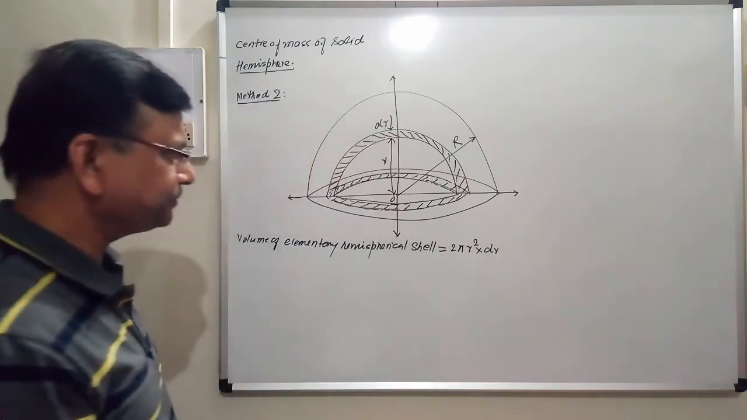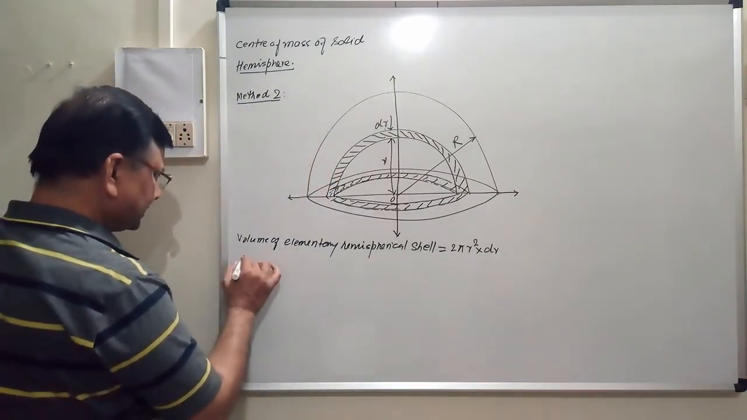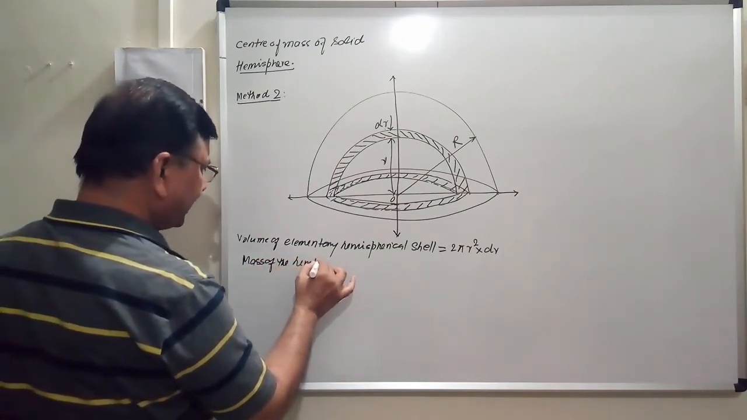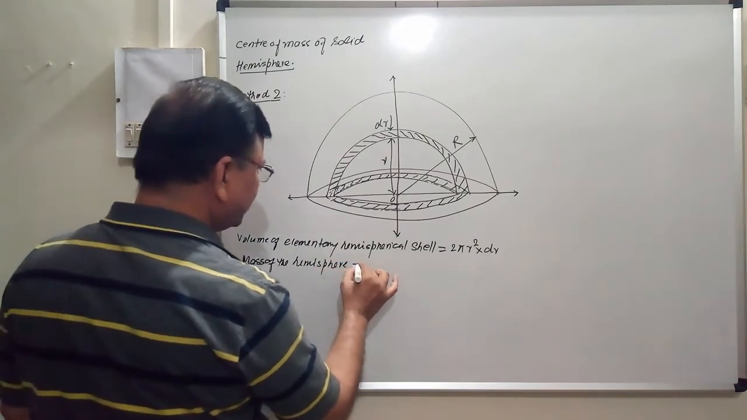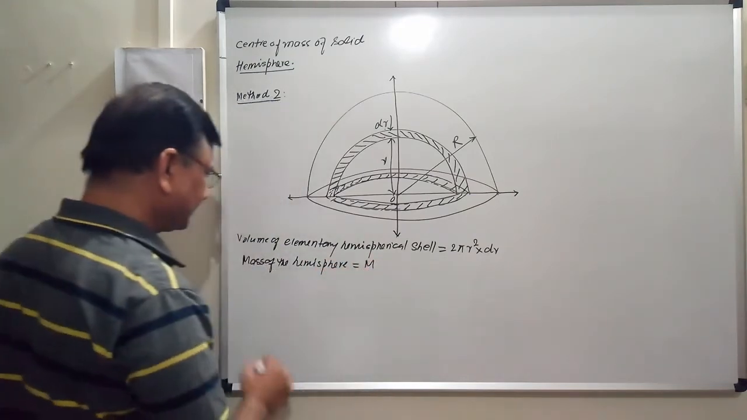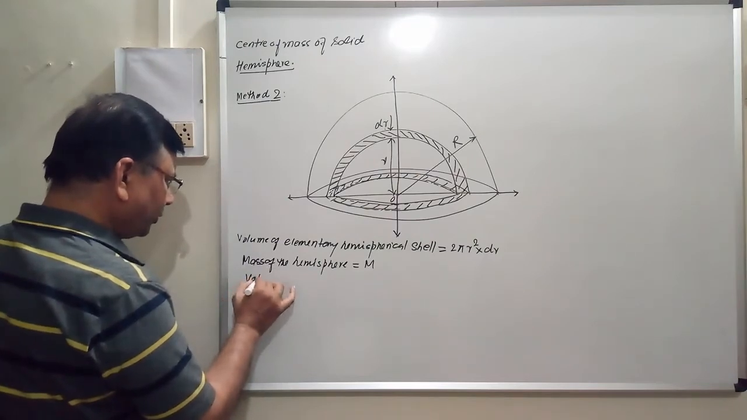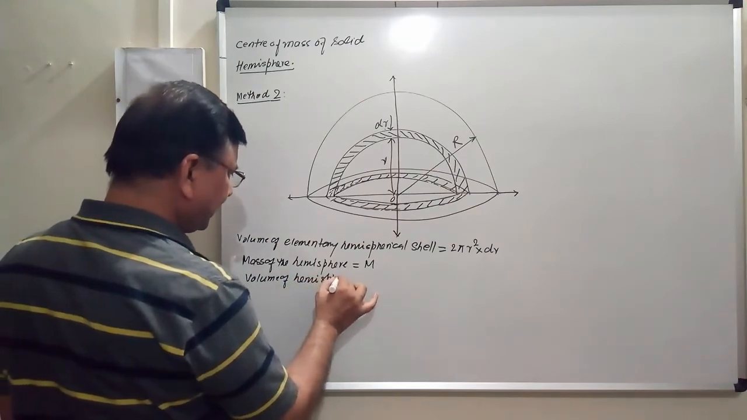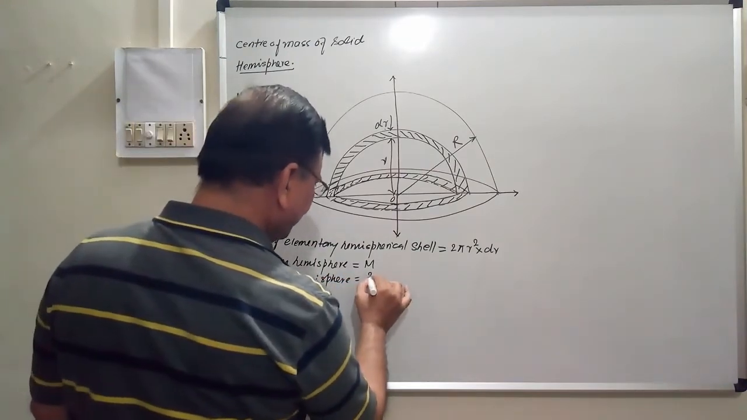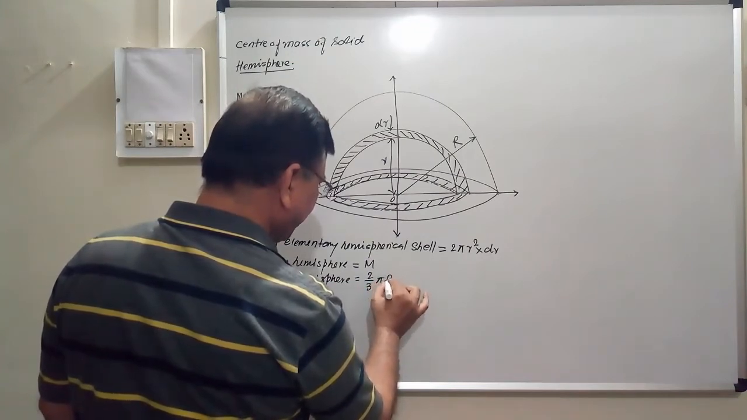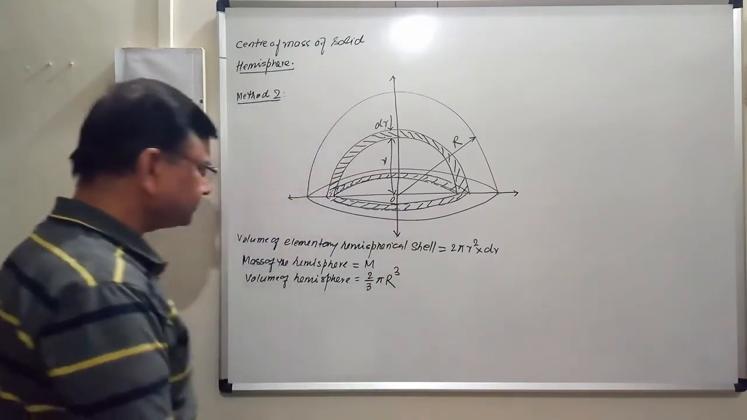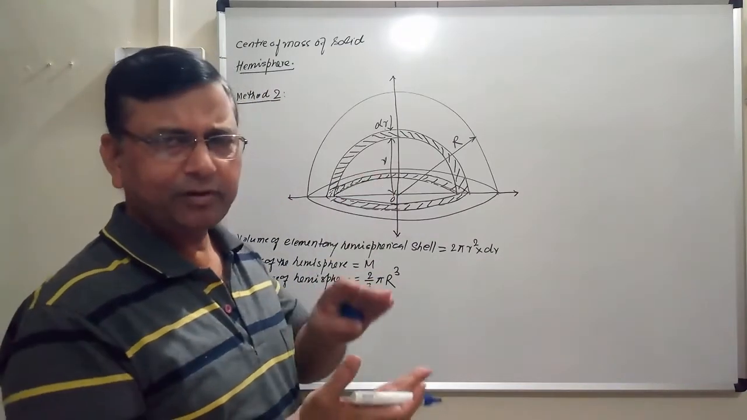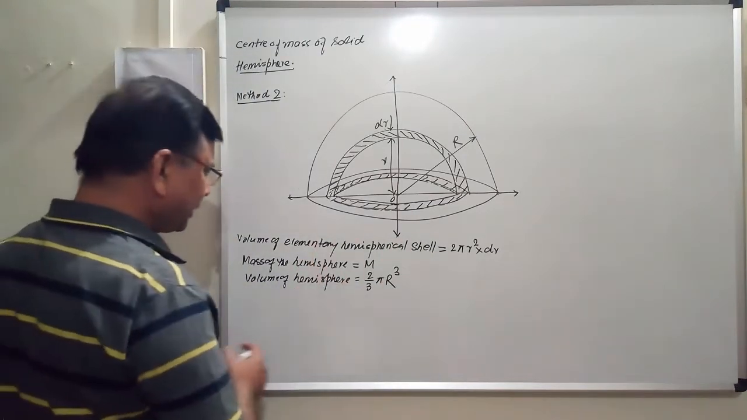This is the volume. And the mass of the hemisphere is equal to m, and the volume of the hemisphere is equal to 2 upon 3 pi r cube. Total sphere is 4 upon 3 pi r cube. Half of that is 2 by 3 pi r cube.